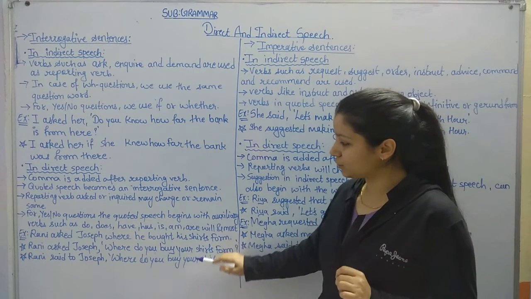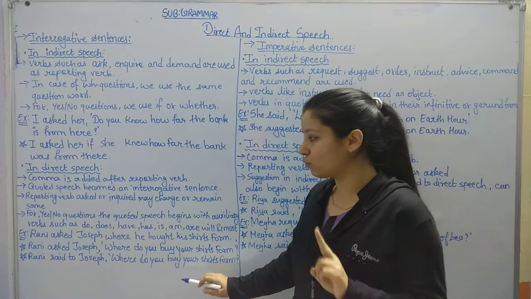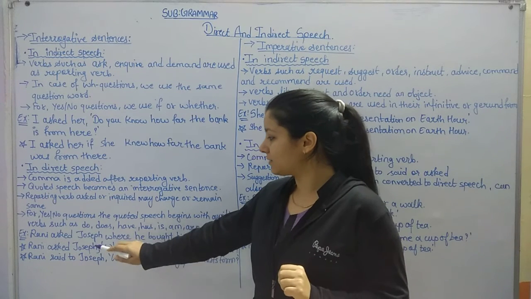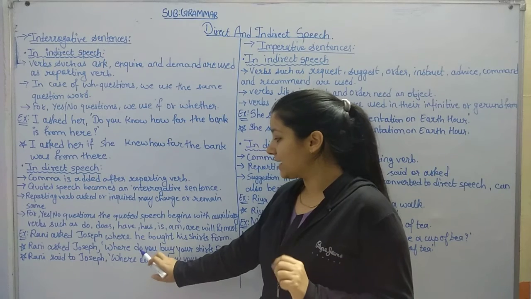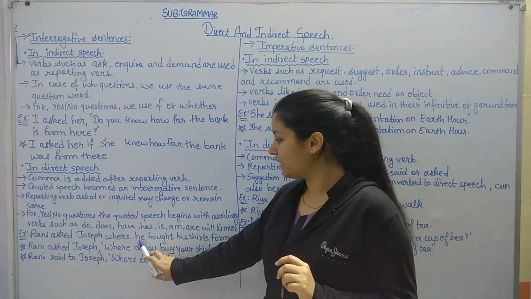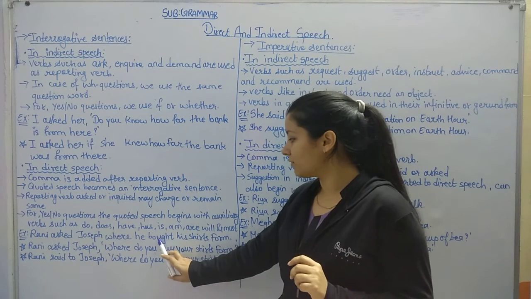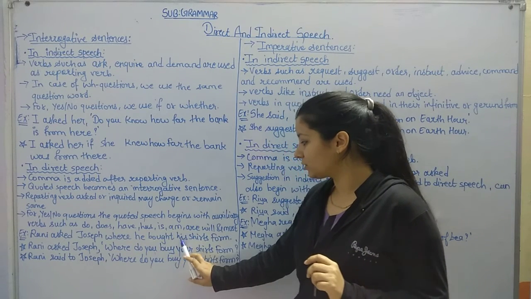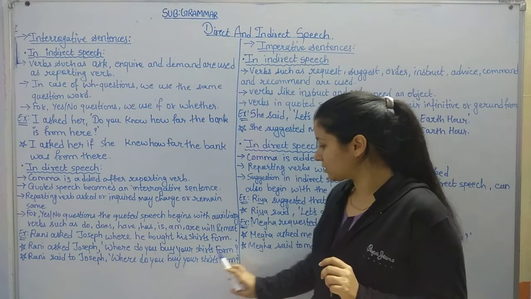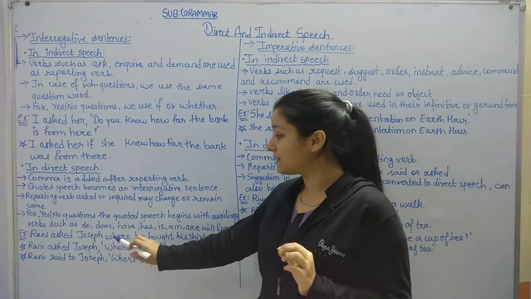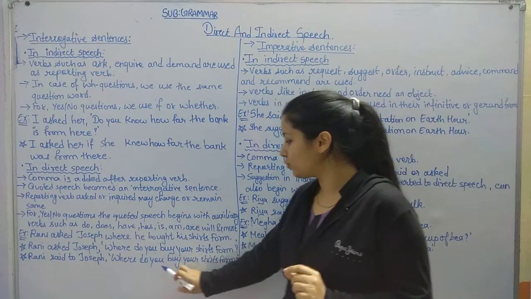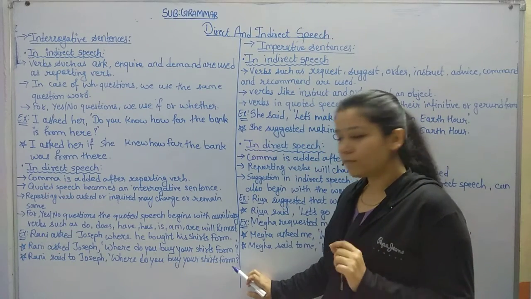Now while changing into direct speech, we can write in two ways. That is, Rani asked Joseph, comma, inverted comma, where we will write do, in the place of he we will write you, bought will change into buy, his will change into your, shirts from, and we will add a question mark. Next is, Rani said to Joseph, where do you buy your shirts from?